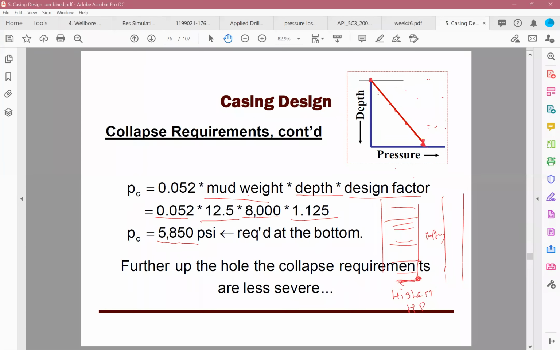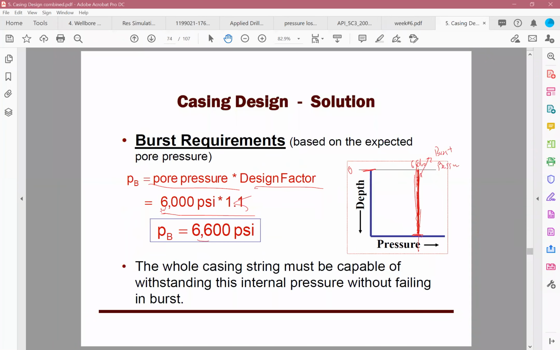So that is the worst possible point, right? For the burst, however, you assume that you have the same constant burst requirement all over the wellbore, from the surface all the way to the bottom, and that is equal to pore pressure multiplied by design factor. So that's a column of gas inside your casing, right? And then the outside is empty.